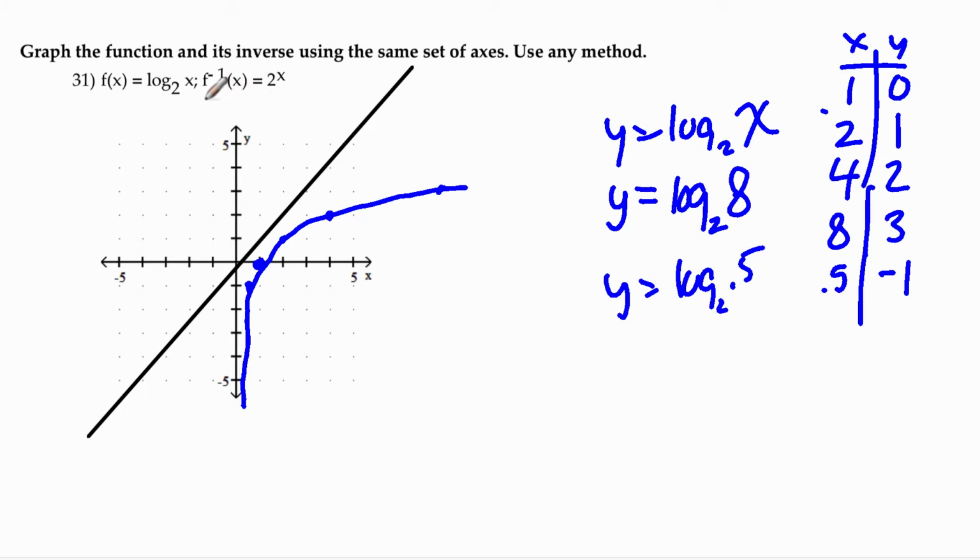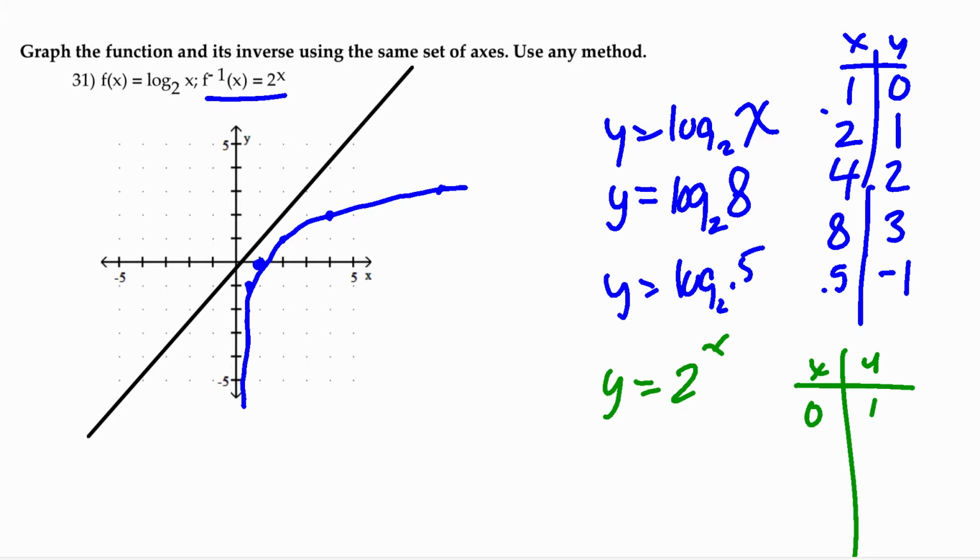So this graph here should be the reflection of that. So if I were to reflect that, it probably looks something like that. And we can try some points. So now I have y equals 2 to the x. That's what I want to do. So let's plug in some numbers. Let's plug in, for x, a 0.